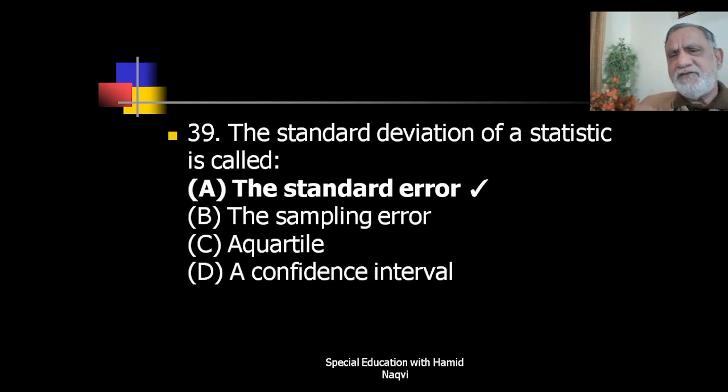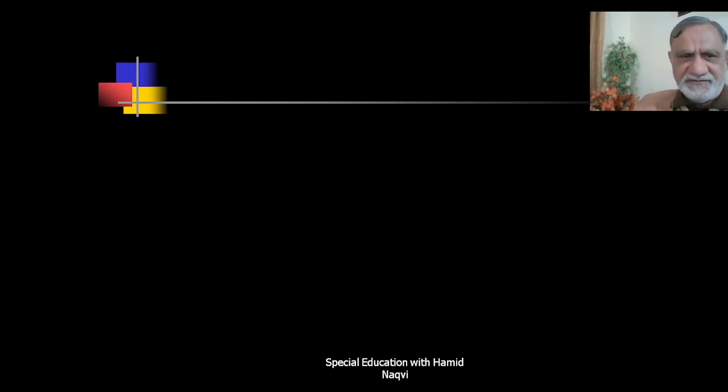The standard deviation of a statistic is called what? Standard error, the sampling error, a quartile, confidence interval. The first one, that is standard error, is correct. This is from statistics or research.